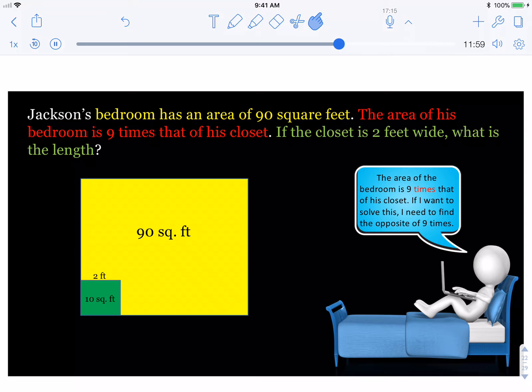How would I do that? 9 times the area. How would you solve that? Go ahead and pause and see if you can figure it out.